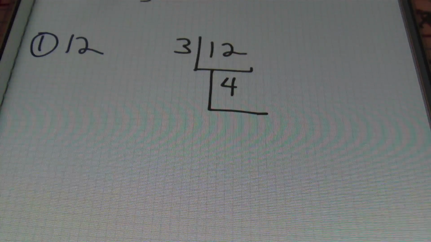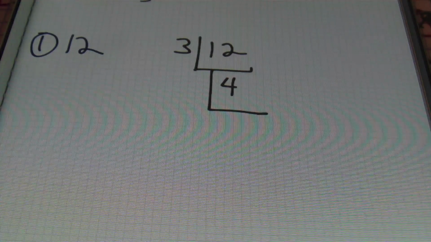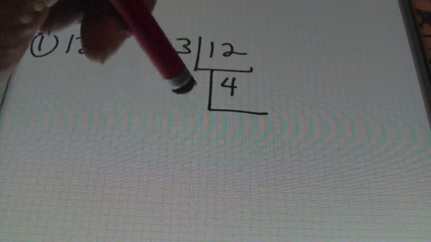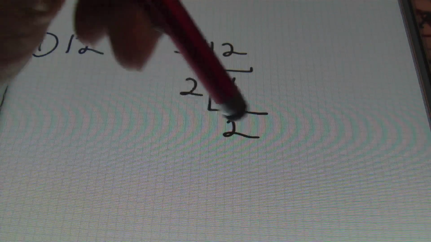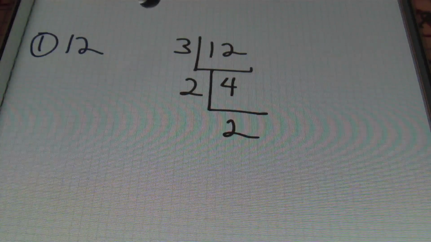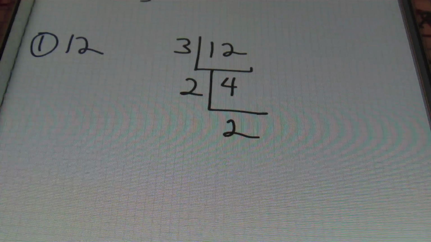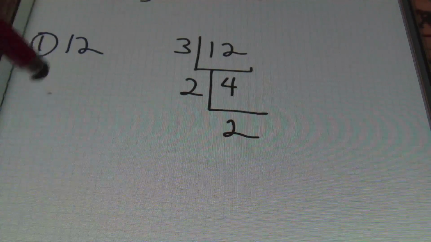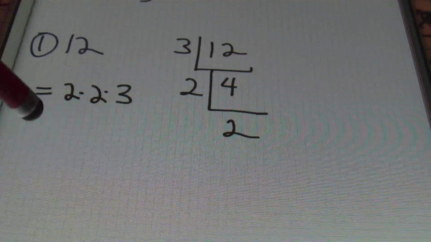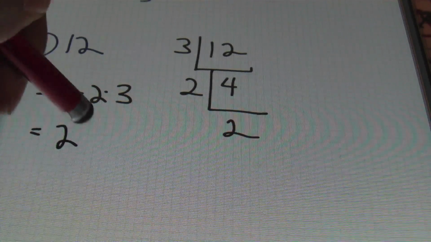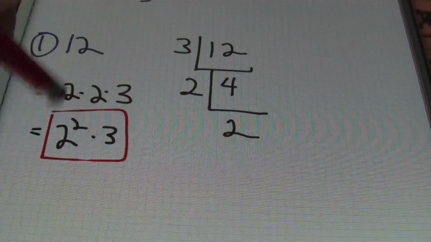Then I'm going to branch out again, and I'm always going to divide by a prime number. A prime number that will go evenly into 4, you guessed it, is 2. And that leaves me with 2. Notice on the outside, on the exterior, we have 3 times 2 times 2. These numbers on the outside are my prime numbers. That's the prime factorization that I was looking for. So 2 times 2 times 3, and once again, I can write it as 2 squared times 3. Let me go ahead and box that up. Nice big red box for you.